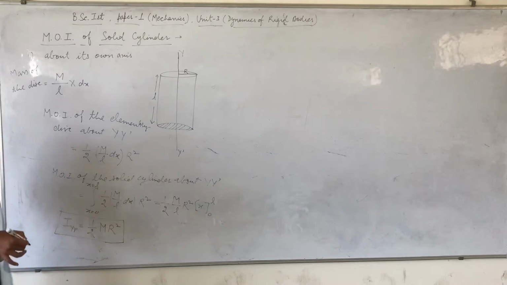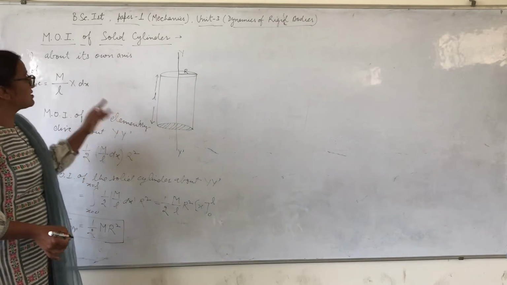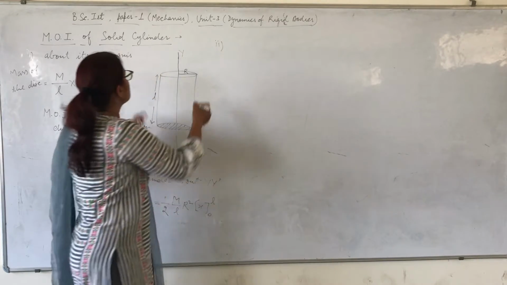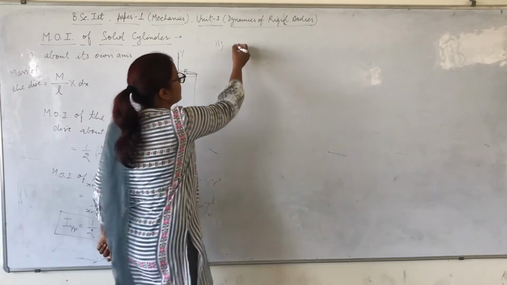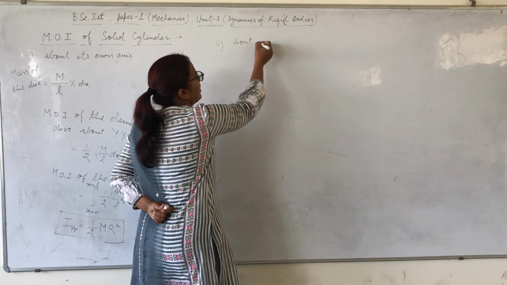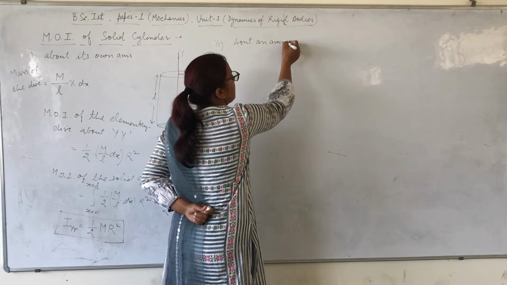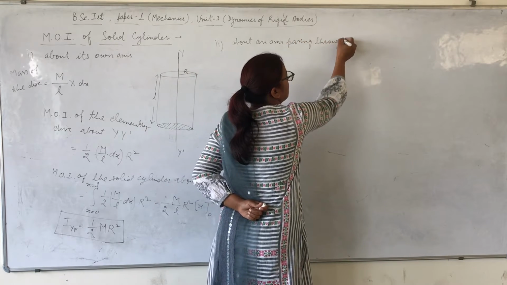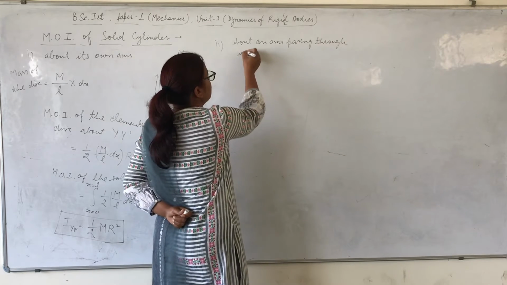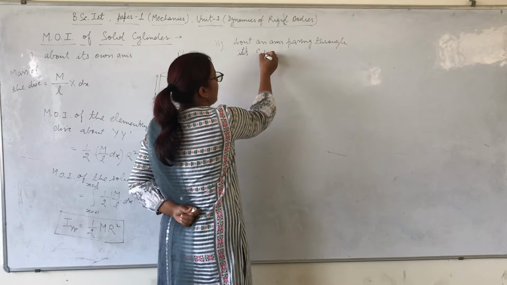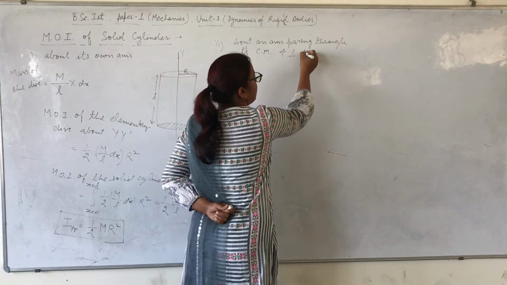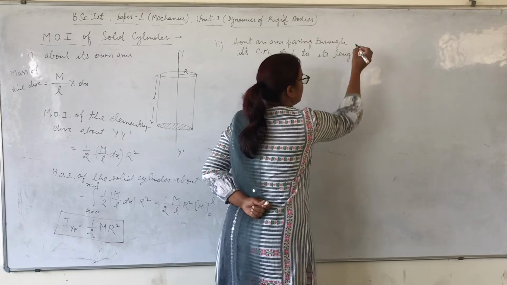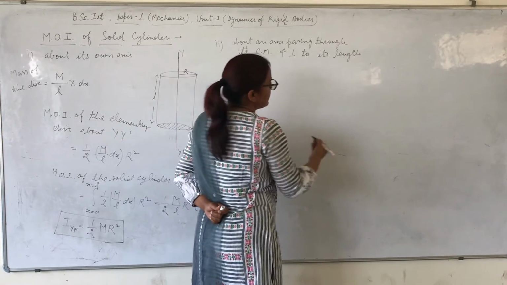Now students, let us discuss the second case. The moment of inertia of the solid cylinder about an axis passing through its center of mass and perpendicular to its length. So this is the case here.